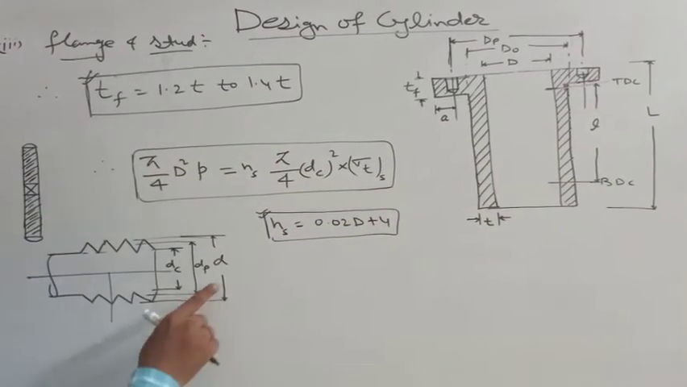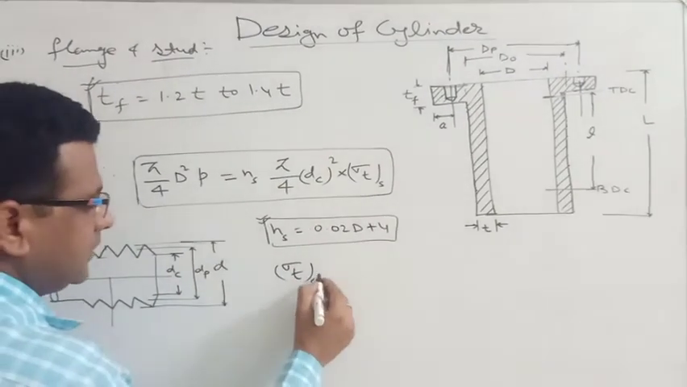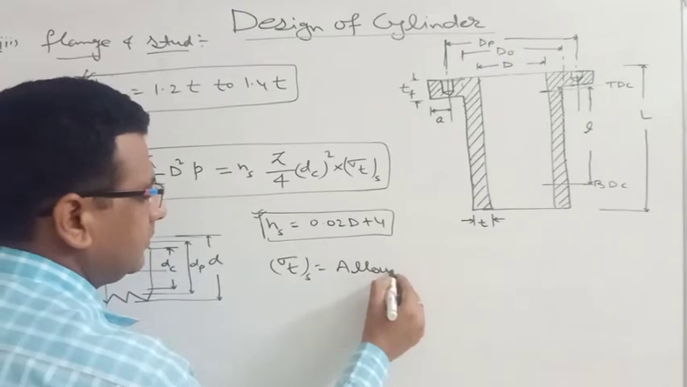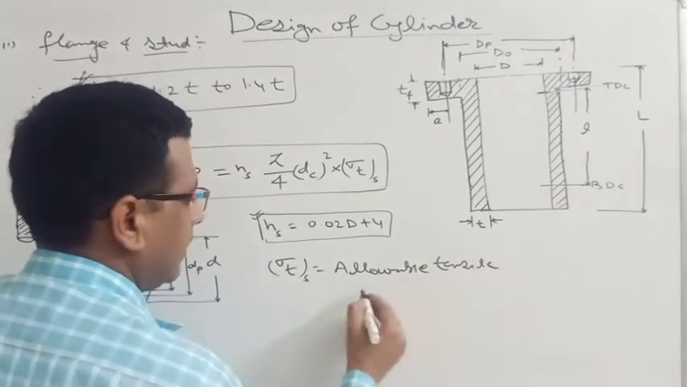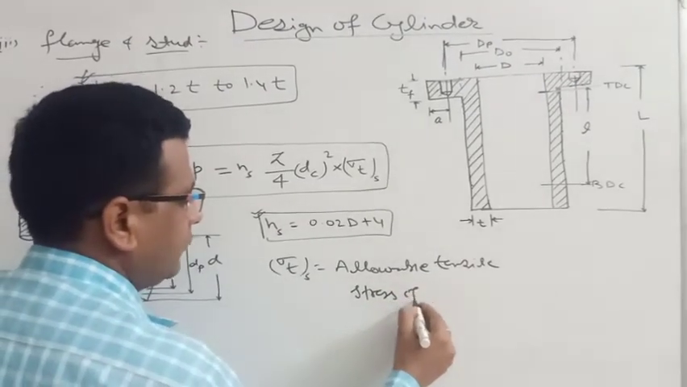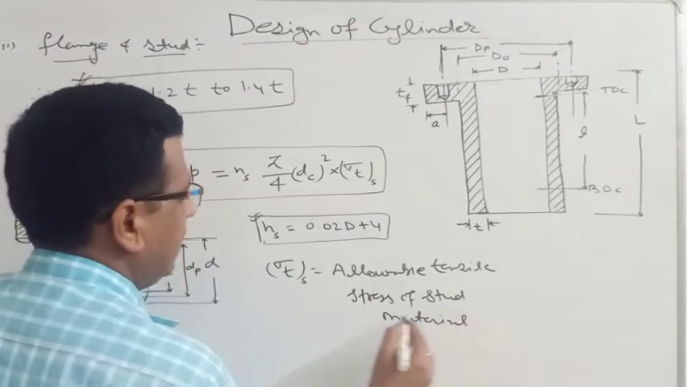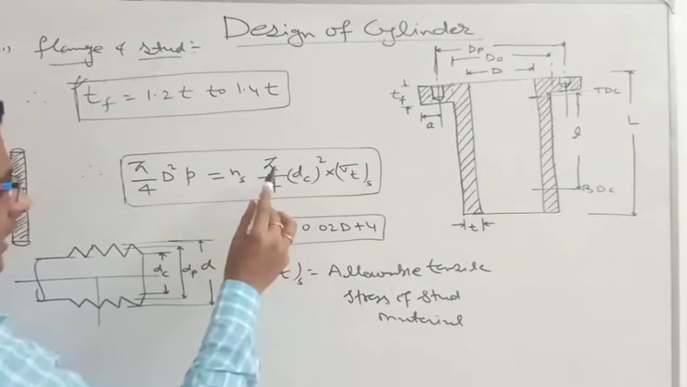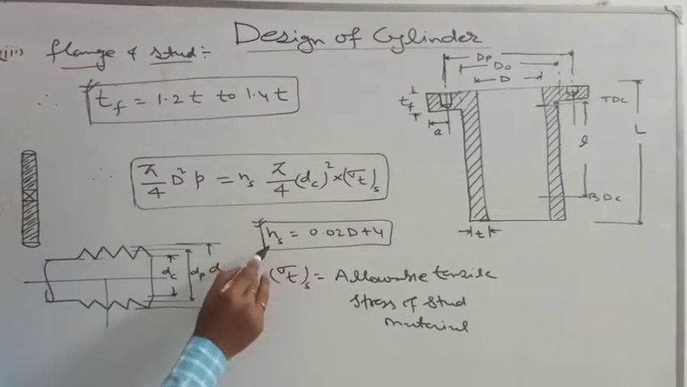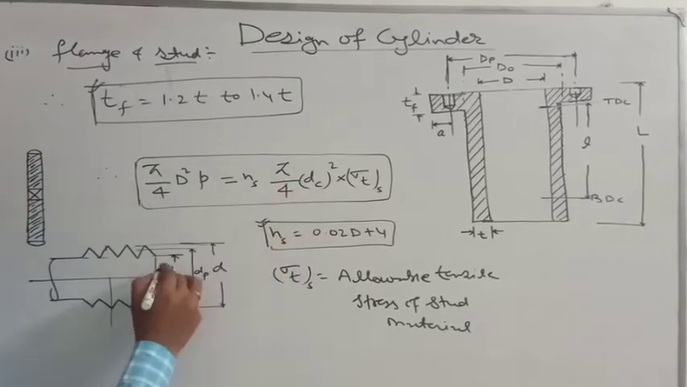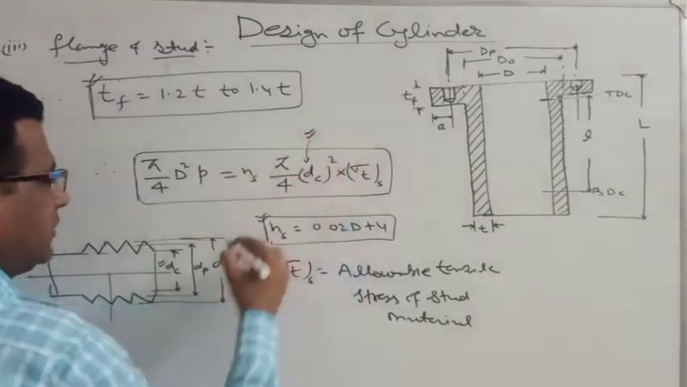and then the value of sigma T for the stud is the allowable tensile stress of the stud material. By having these values and putting them in, we can find the value of the core diameter. This core diameter is calculated with the help of these equations.